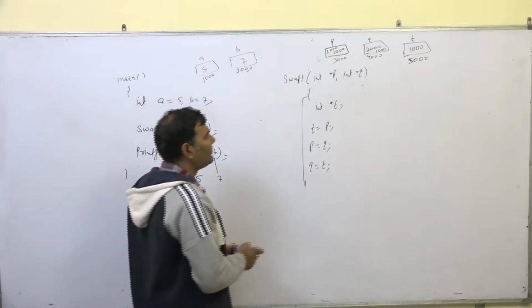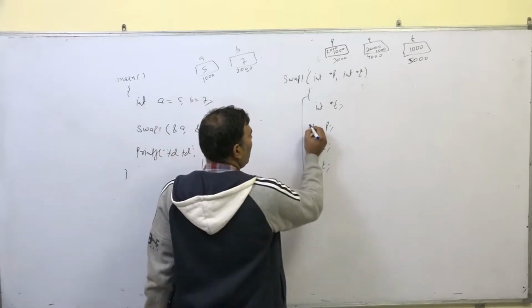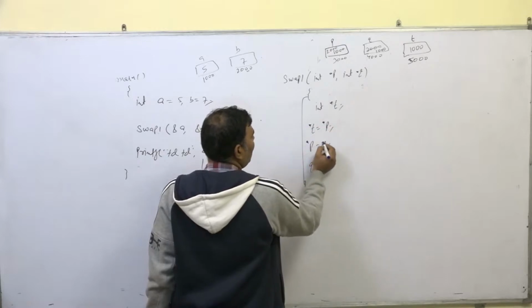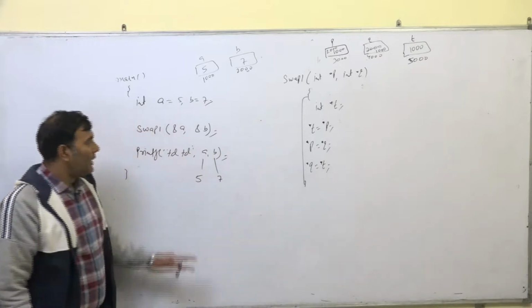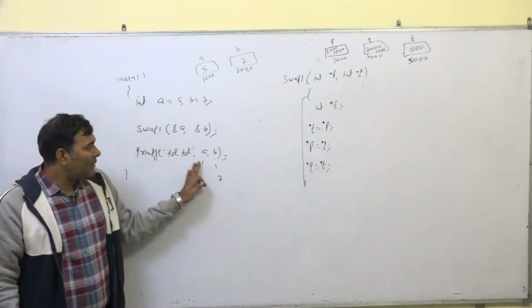अब यहां लिखते हैं, पॉइंटर पॉइंटर पॉइंटर। क्लियर? Now tell me what it can print.